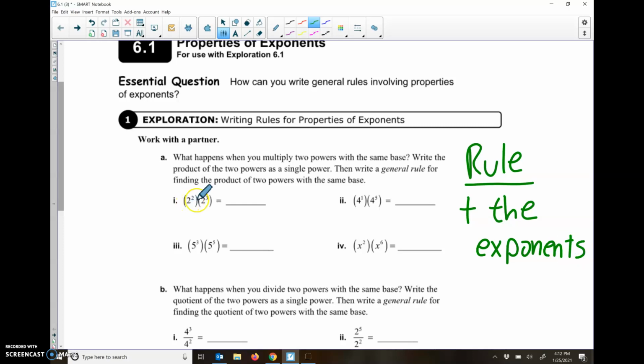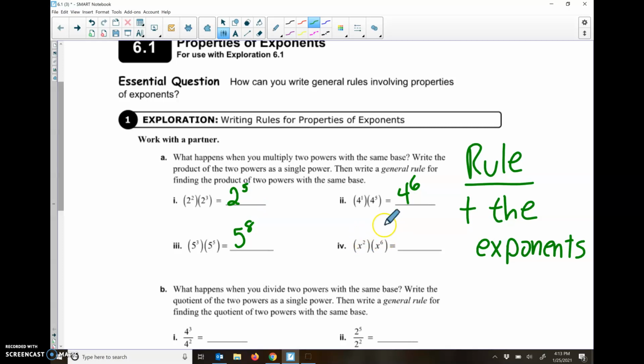Okay, so 2 to the 2nd power and 2 to the 3rd power. 2 plus 3 is 5. It becomes 2 to the 5th power. Same thing here, 4 to the 1st power and 4 to the 5th power. 1 plus 5 is 6. We are adding the exponents. Same thing here, 5 to the 3rd power and 5 to the 5th power. 3 plus 5 is 8. We add the exponents. And like I said, it doesn't change with variables.